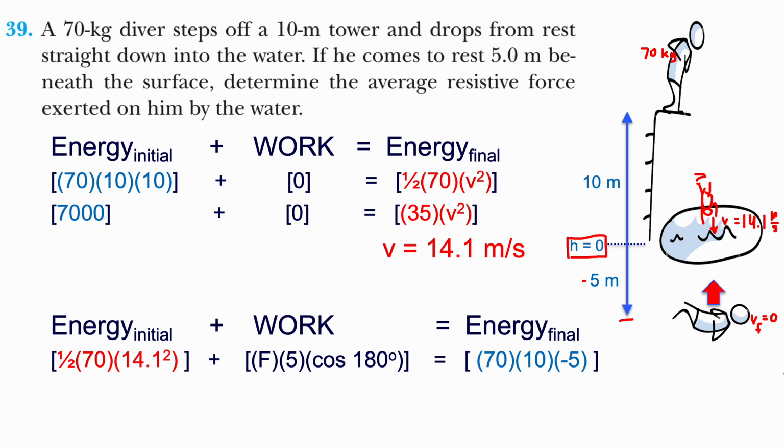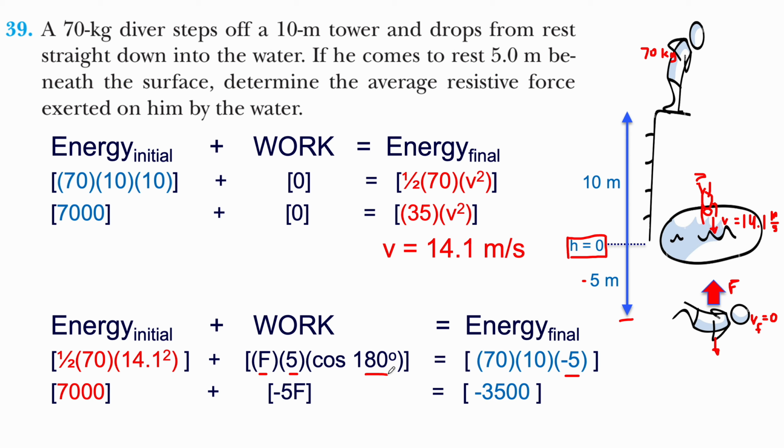So what we end up with here is our final height is negative 5. The work done by this force, we'll assume it's acting at a constant force through that entire distance of 5 meters times the cosine of the angle. Remember, our diver was moving this way. The force is that way. The angle between the displacement and the force is 180 degrees. Solving it, we get that.